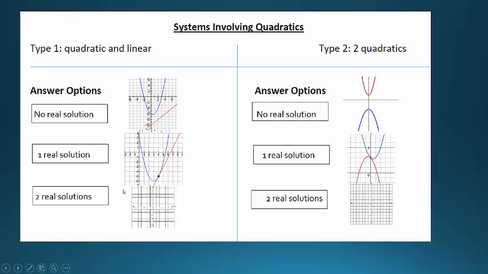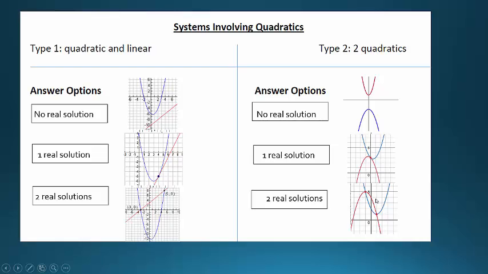And then your third type of answer could be, like you saw in the example we just did, two real solutions. So we have a line that cuts through our parabola, or we have two parabolas, one cuts through the other. So for all these systems, you're either going to get no real solution, one real solution, or two real solutions. And that's how you write your answer. If there is no intersection, you just simply specify there is no intersection.